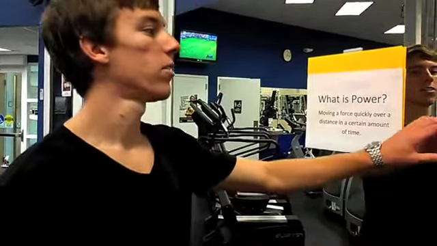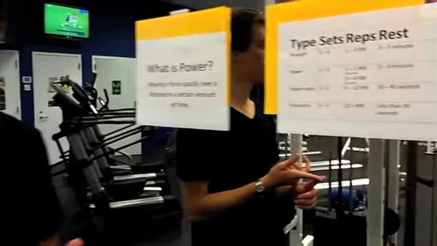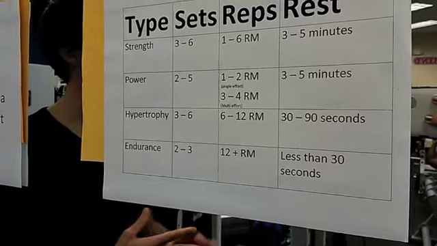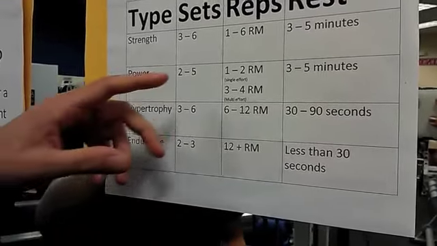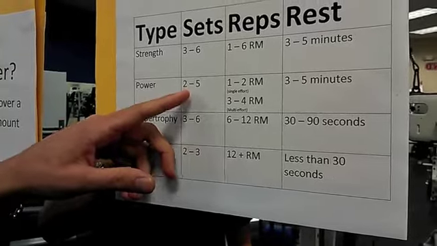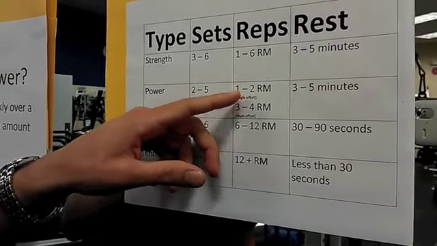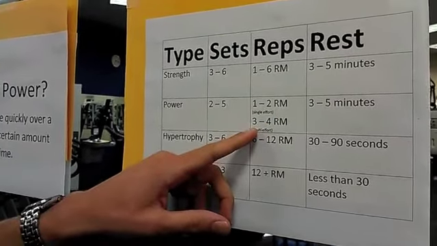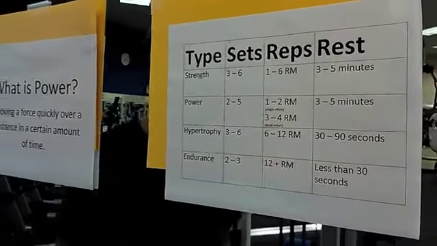Power is explosive movements as seen in the Olympics. There are 2 different types of power: a single effort, which is seen in a shot put, or a multi-effort, which is seen in a volleyball jump. The set range is going to be 2 to 5, and for those single effort sports, the reps are going to be 1 to 2 repetitions, with a multi-effort being 3 to 4 repetitions. The rest is slightly longer than the other 2 types, because you need to regenerate your energy stores. So therefore, the rest period is going to be 3 to 5 minutes.